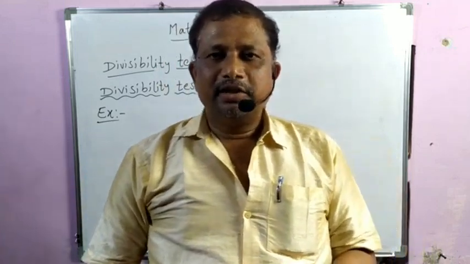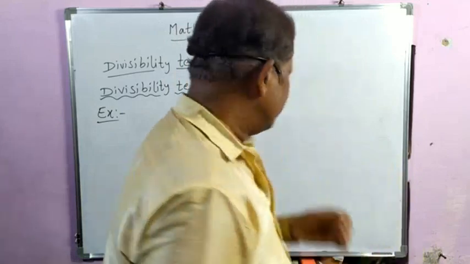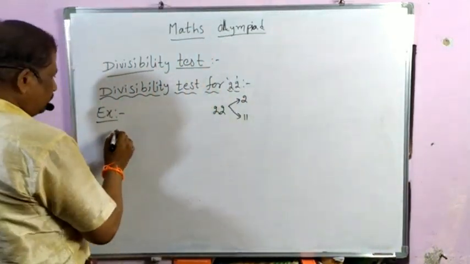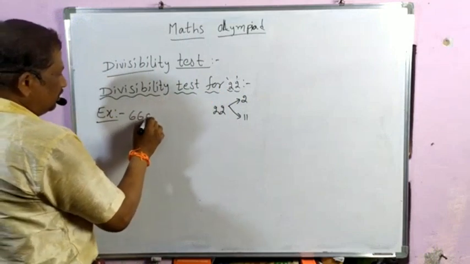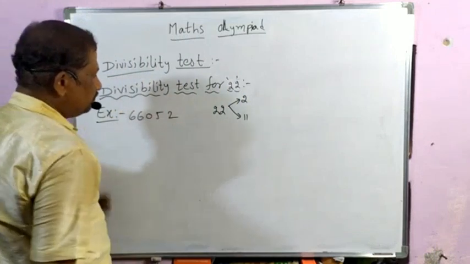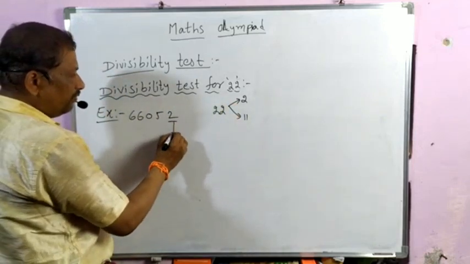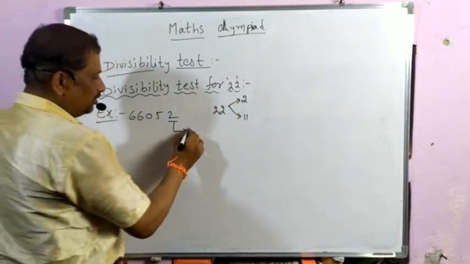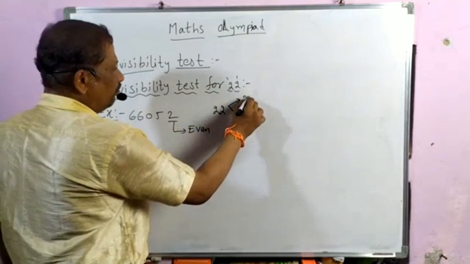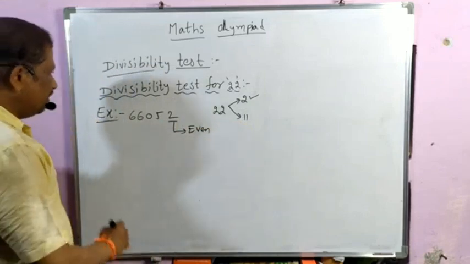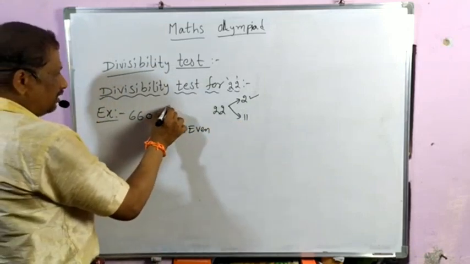Let us check this by taking one example on board. 66052. So here, the divisibility test by 2: the last digit is a multiple of 2, an even number. So it is divisible by 2. So this number is divisible by 2. Next, divisibility test for 11. So how to find the divisibility test for 11?